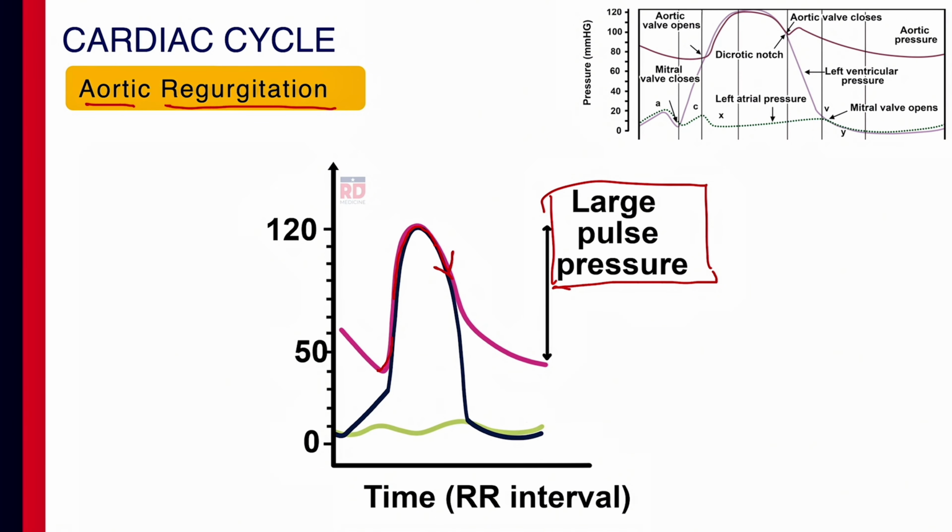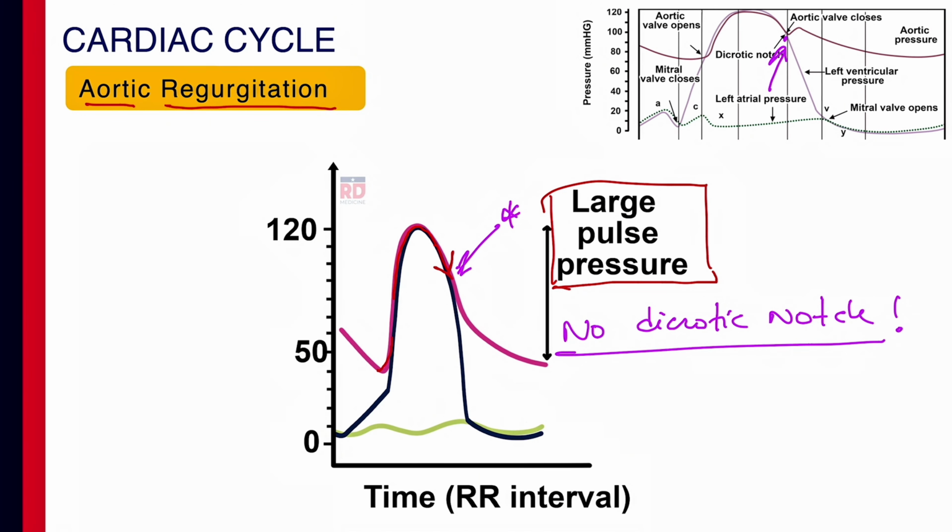And here is a key finding. The dicrotic notch is absent. That's the thing you need to know. Why? Because the aortic valve doesn't close properly, so there is no sudden stop to flow. You don't get that brief rebound wave you normally see when the valve shuts. This is a classic giveaway on pressure tracings in aortic regurgitation.